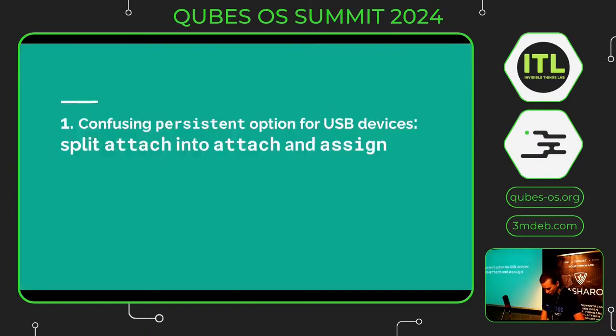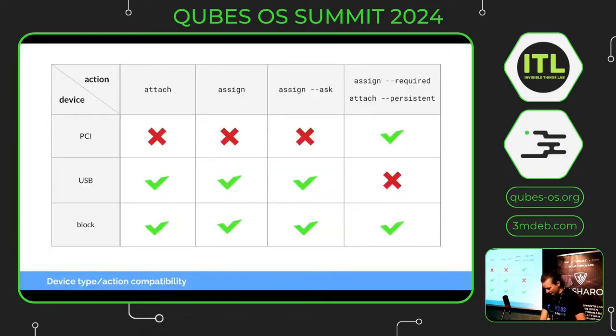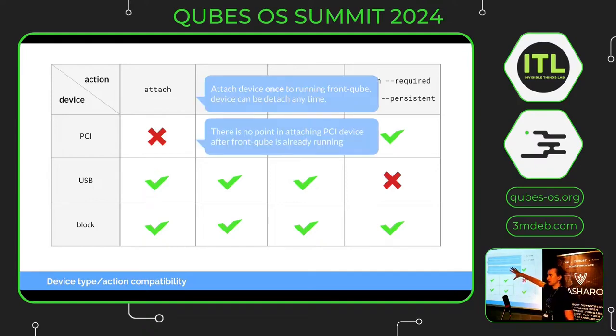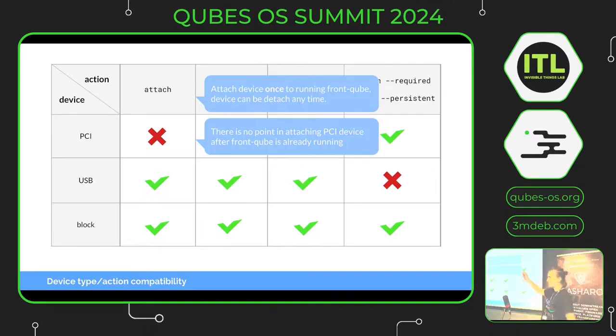So, okay, the first part, how we solve the confusing persistent option for USB devices. We split this attach into attach and assign sections. So for now, attaching is only for attaching an actual existing device to a running frontend VM and nothing else. It doesn't work for PCI. Of course, we could do it for PCI, but there is not much sense in attaching PCI devices to an already running system because it probably doesn't work at all. So let's say it's blocked.